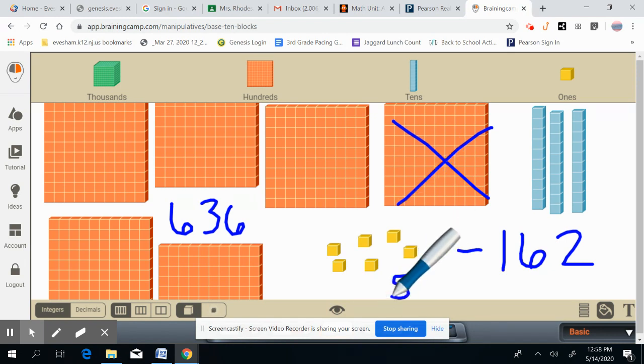Okay. Now I'm going to subtract my tens. So here I'm subtracting 6 tens. Uh-oh, I only have 3 tens. What am I going to do? I can't subtract 6 tens because I don't have 6. I only have 3. So what do I have to do?